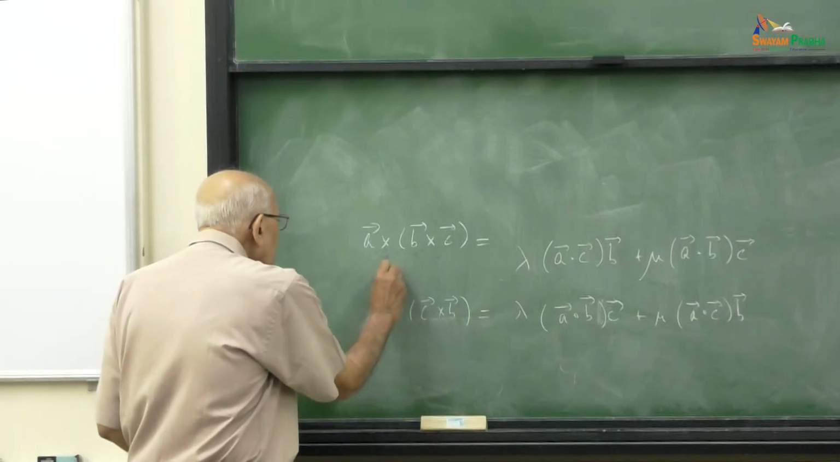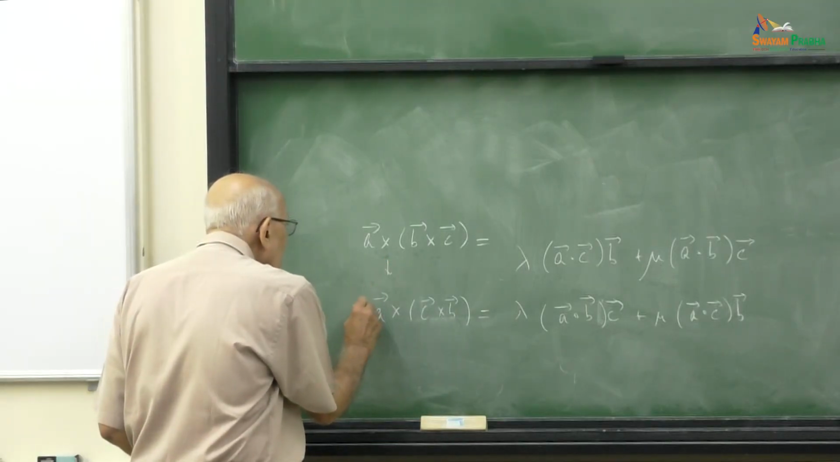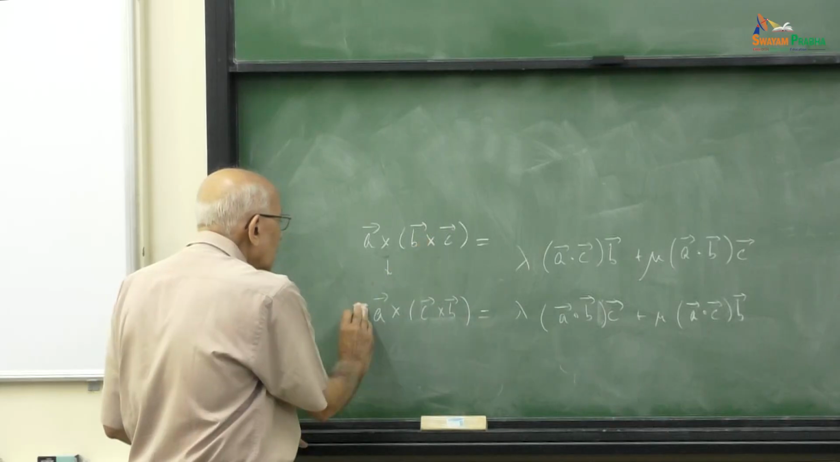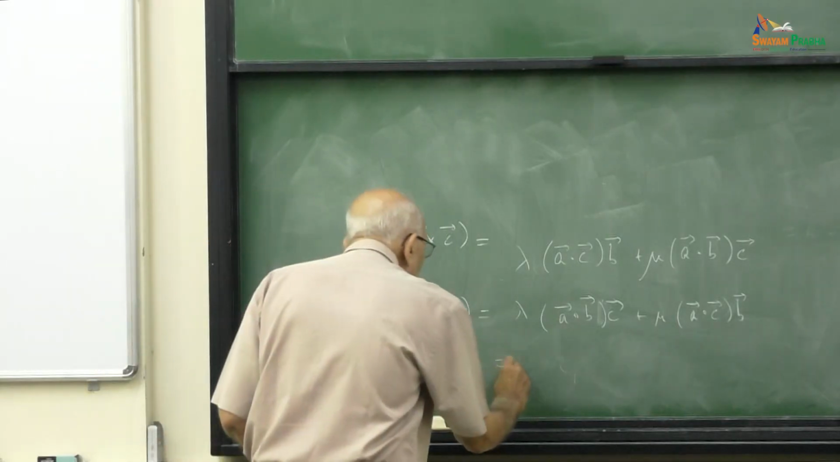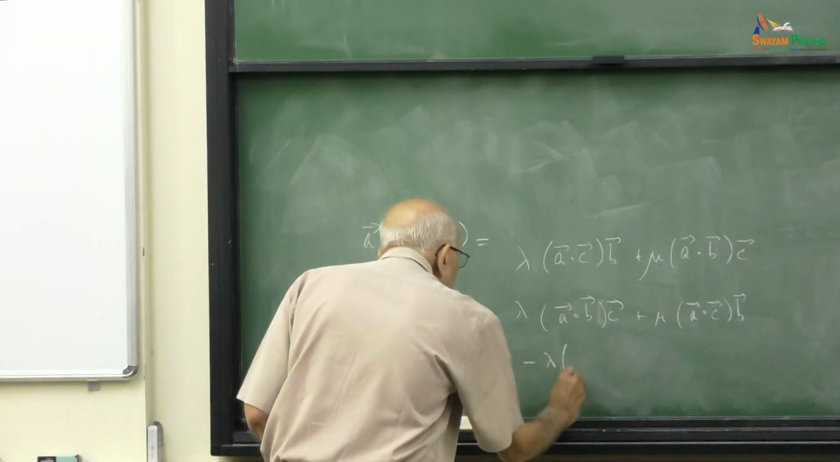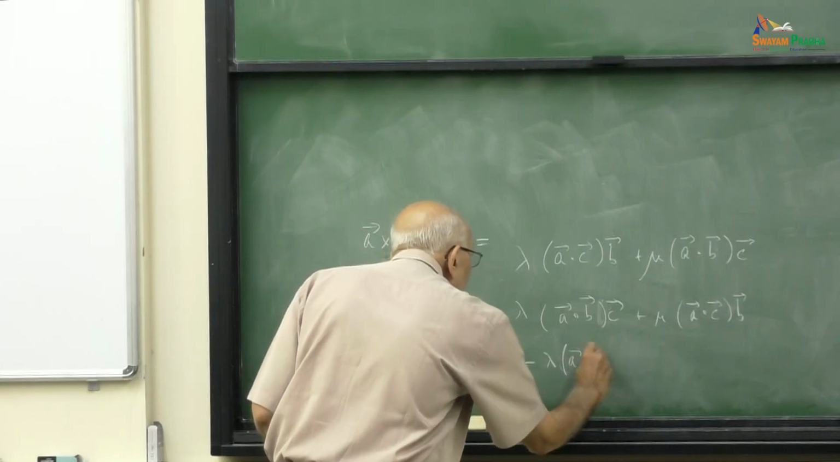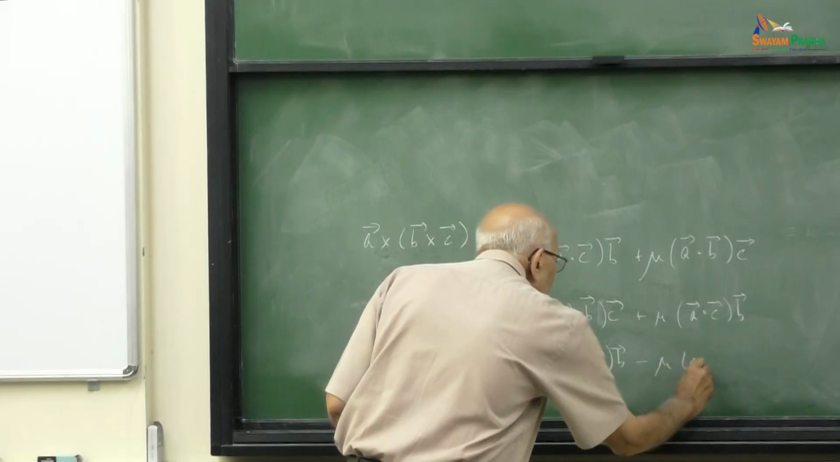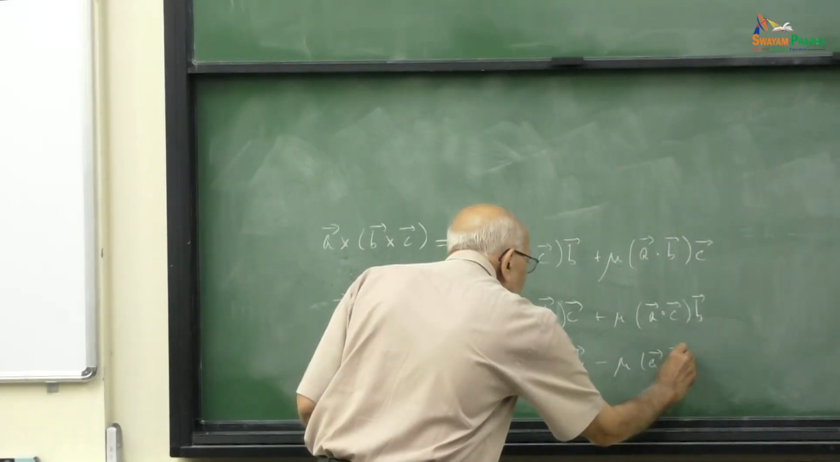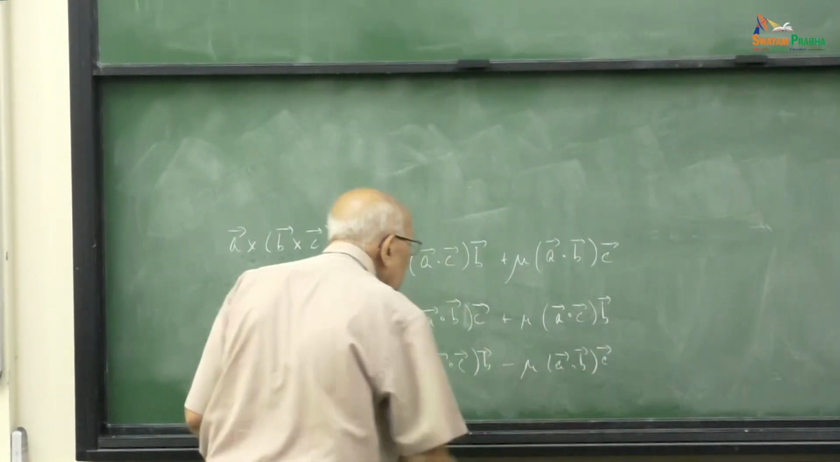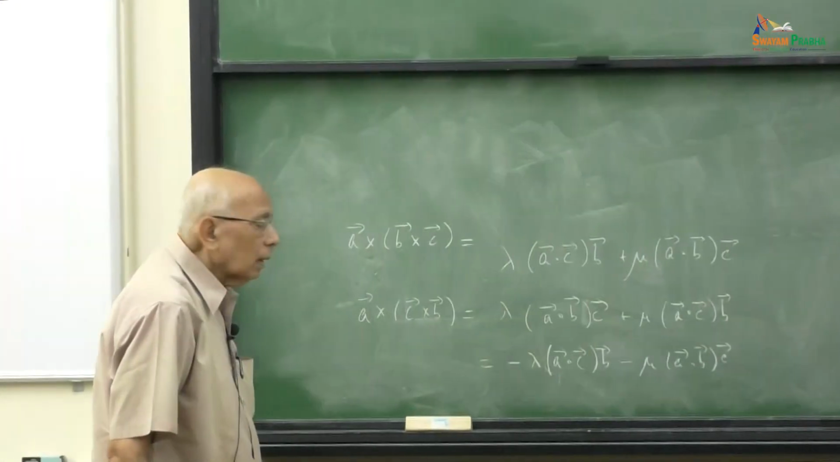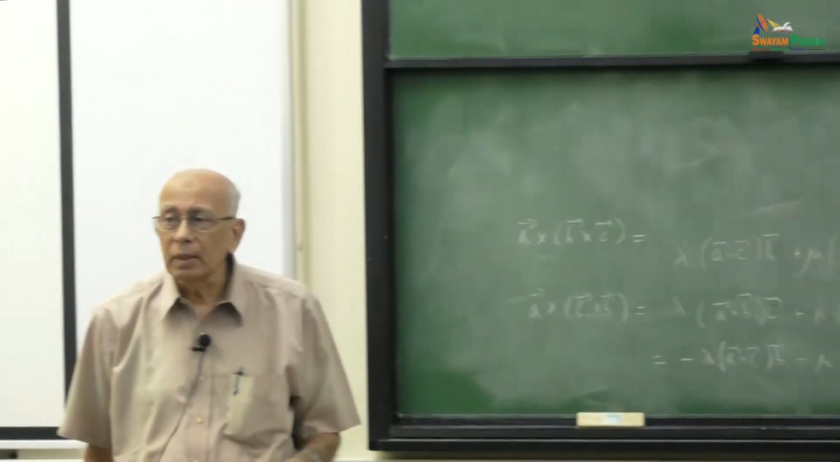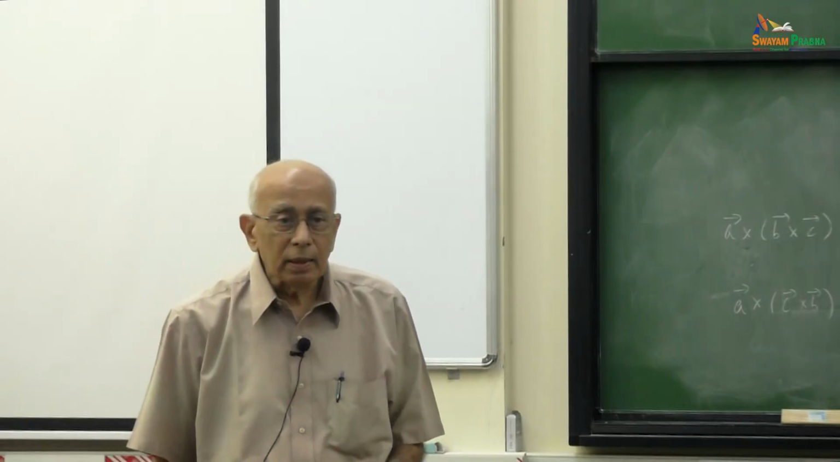But this is minus this original number. So this must be equal to minus lambda times A dot C B minus mu times A dot B C. This must be true for any vectors A, B, C as an identity.